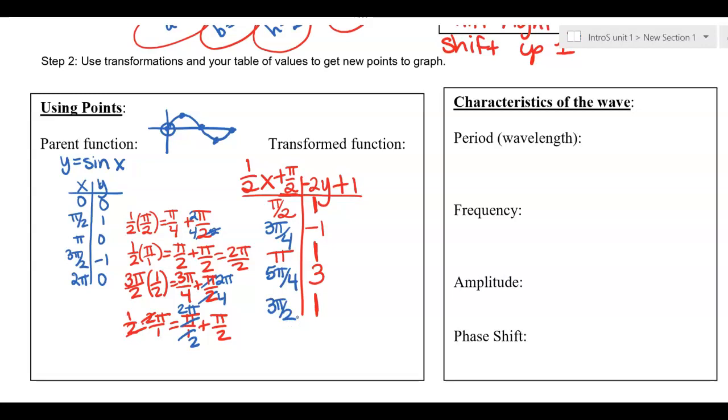Is everybody comfortable with where our chart is coming from? Okay, so you just have to wade through those a little bit.